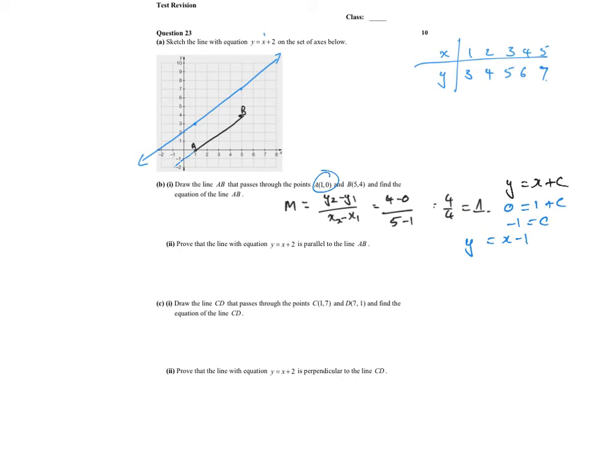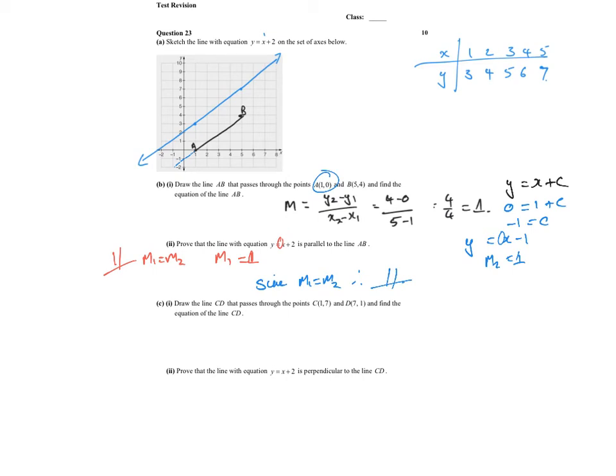Prove that the line with the equation y equals x plus 2 is parallel to AB. So parallel, M1 equals M2. M1 is equal to 1. M2 is equal to 1. So since M1 is equal to M2, therefore parallel.